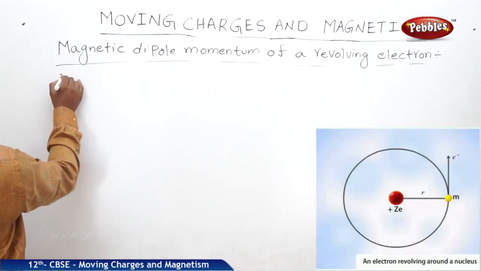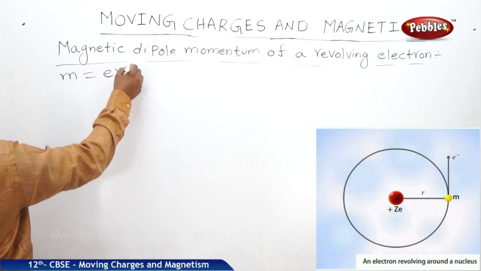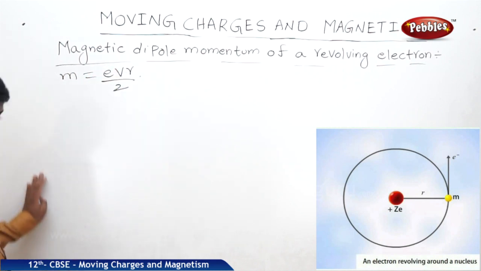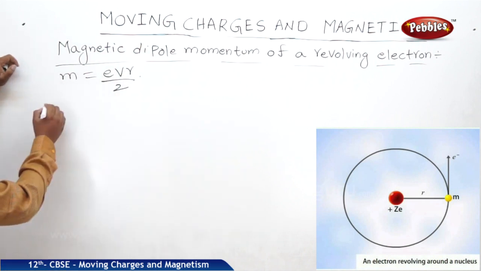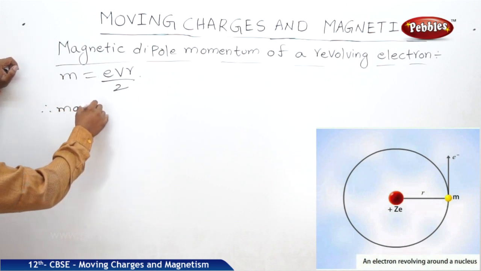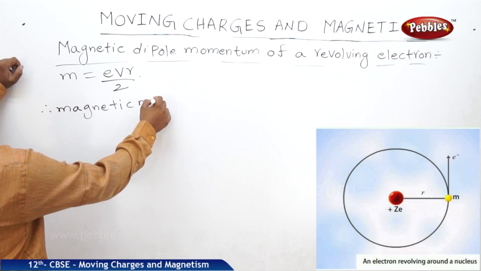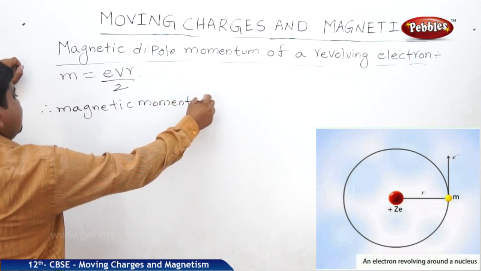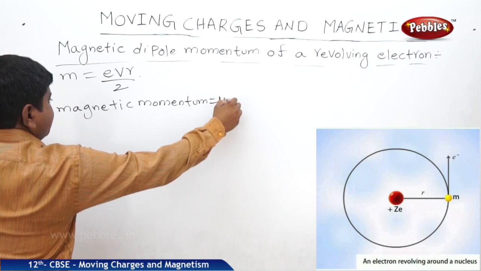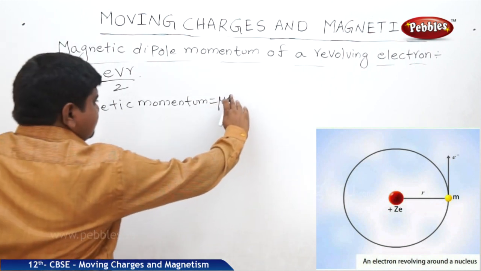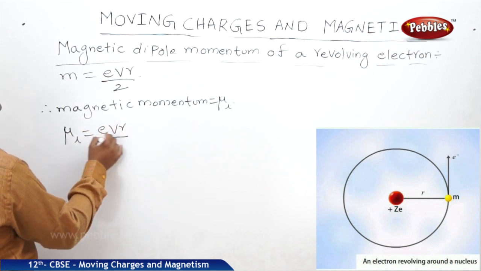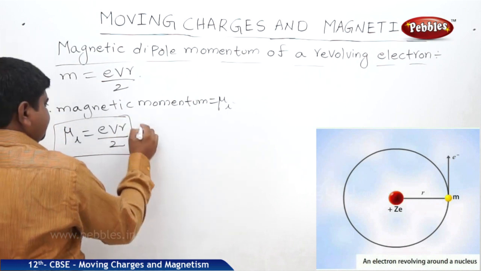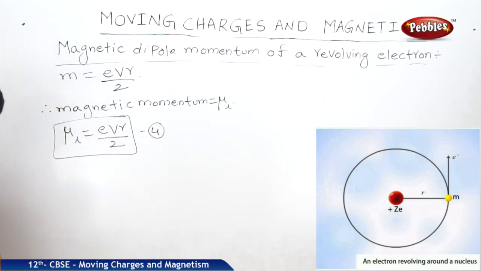So we got magnetic moment M is equal to eVr by 2. For now, just represent the M with the symbol mu. Therefore, for this situation, we are saying magnetic moment is equal to mu, or mu L. No problem. So therefore, we can write mu L is equal to eVr by 2. Now I am multiplying and dividing the whole equation with m_e, mass of electron.